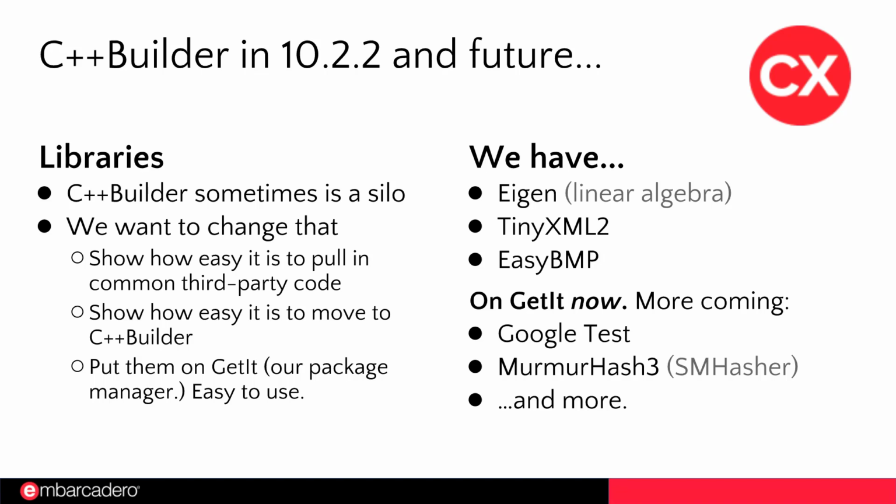Of course, we're looking at many more libraries, so we have more coming, such as Google Test, which is a unit test framework, MurmurHash3, which is a hashing framework, and many more. And we really want to make it easy here to use some of the well-known C++ libraries that are out there. C++Builder has great support for modern C++, and it's very compatible. And we really want to both demonstrate that and also make it really easy for you to make use of some of the stuff that's out there in the wider C++ community.